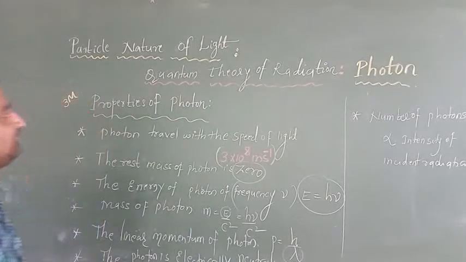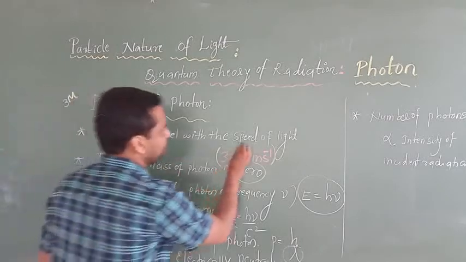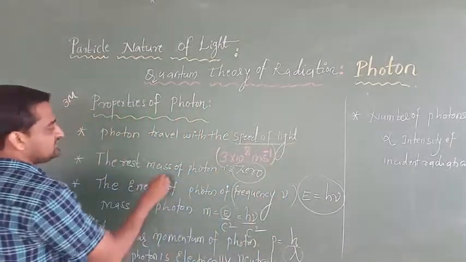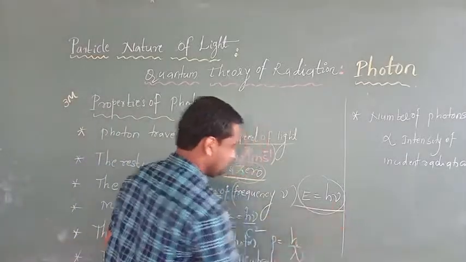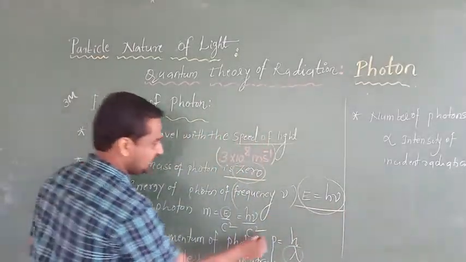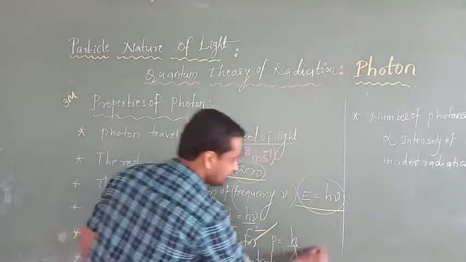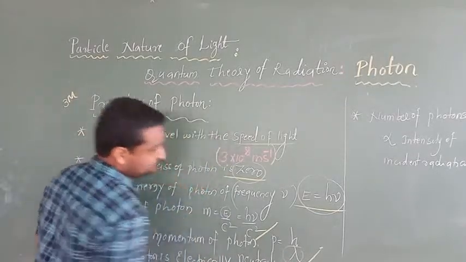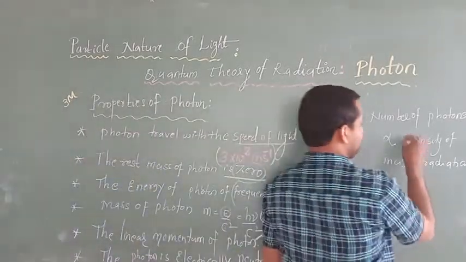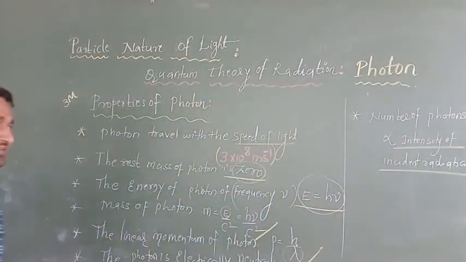So these are the important properties of the photon here. It travels with the speed of light. Its rest mass is 0 and the energy of each photon is E is equal to h nu. Its mass is h nu divided by c square. Its linear momentum is h divided by lambda. It is a neutral particle and the number of photons is directly proportional to the intensity of incident radiation.